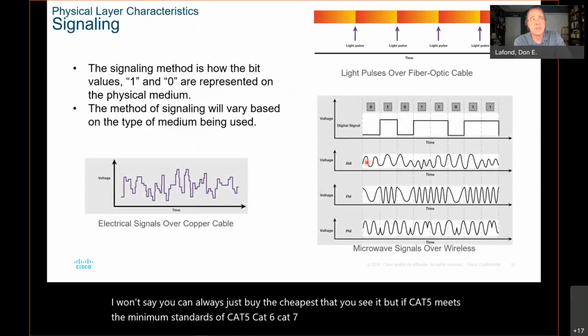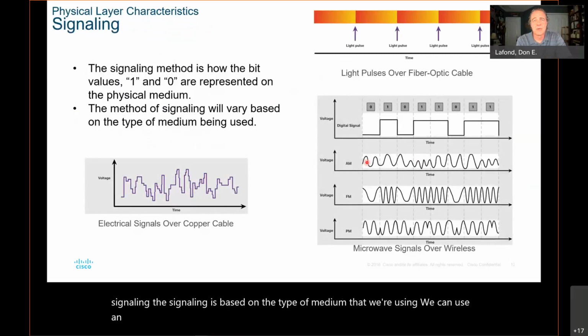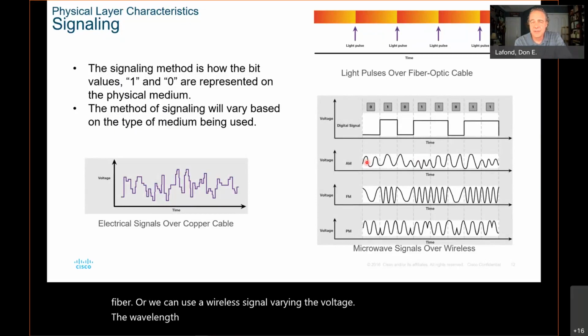Now, when we're talking about signaling, the signaling is based on the type of medium that we're using. We can use an electronic signal, for example, over copper cable, or we can use a light signal over fiber, or we can use a wireless signal varying the voltage or the wavelength over a wireless signal. All of them ultimately give us ones and zeros.